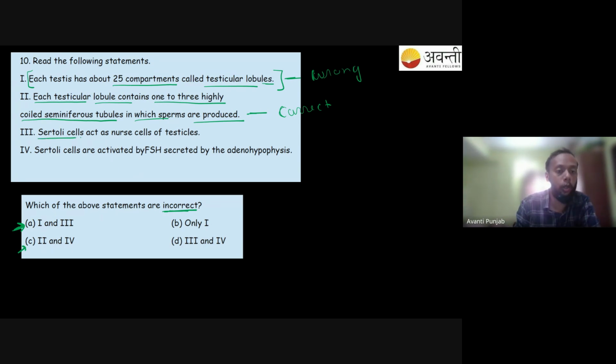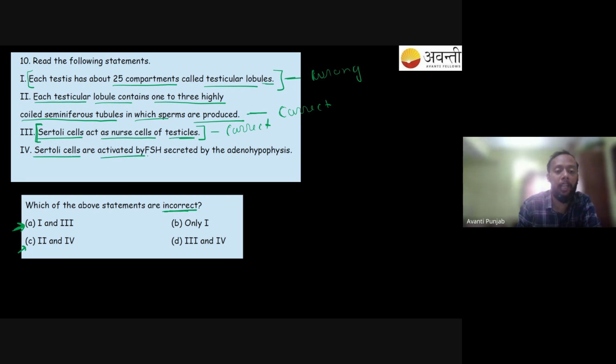Then Sertoli cells act as a nurse cells of the testes. So ये बात आपके सामने यहाँ पे रखी गई है, and that is also going to be a true statement. कि आपके जो Sertoli cells होते हैं, these Sertoli cells are the one that are called as my nurse cell. And these are the nurse cells which will play the important role in my spermatogenesis के अंदर. तो ये बात भी आपकी यहाँ पे correct है. This is also going to be a correct statement.